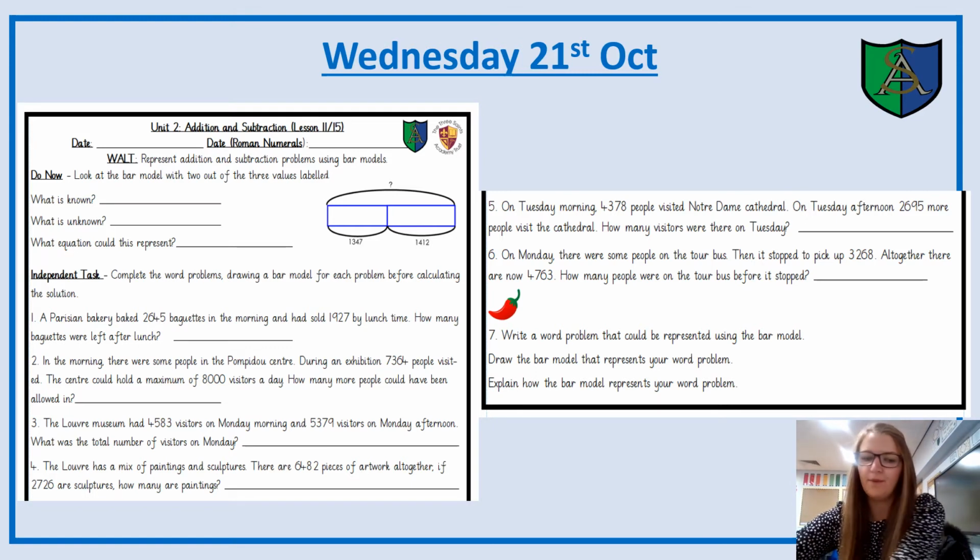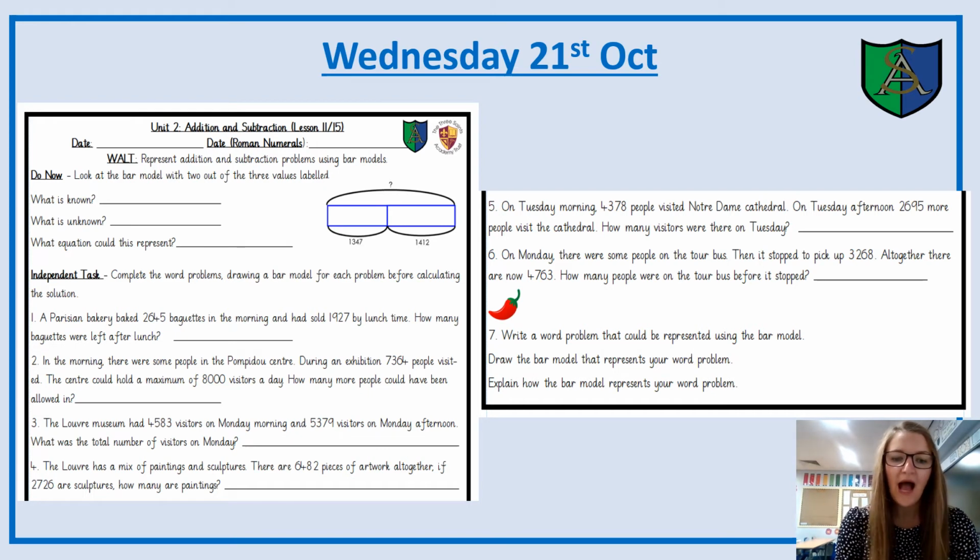So, number 1. A Parisian bakery baked 2,645 baguettes in the morning. They had sold 1,972 of these baguettes by lunchtime. How many baguettes were left for after lunchtime? I wonder, is it a subtraction or is it an addition? Think about the language that I've used in there. How many did they start with? How many did they sell? How many did they have left? Take a minute to think, is it addition or subtraction? Well done, it's a subtraction.